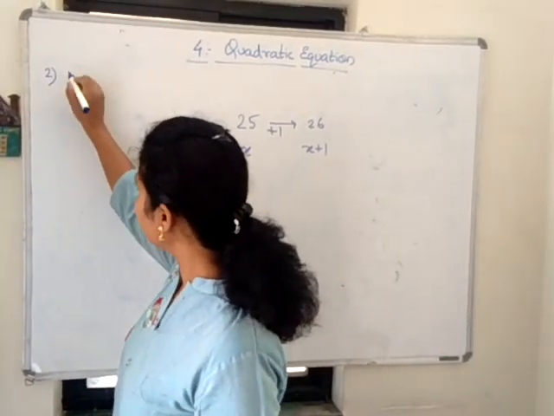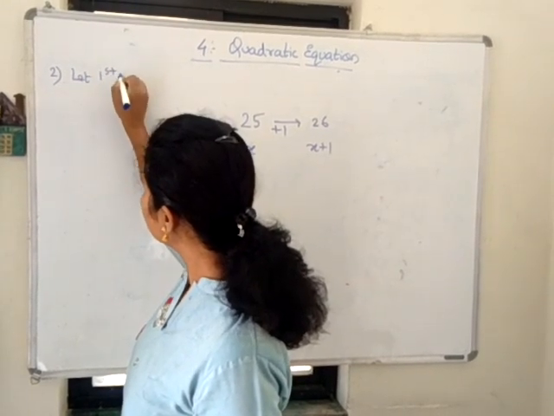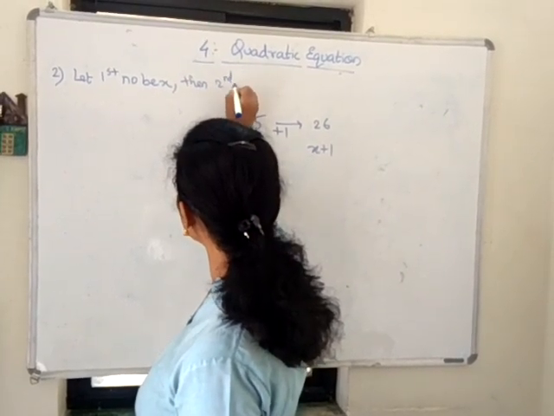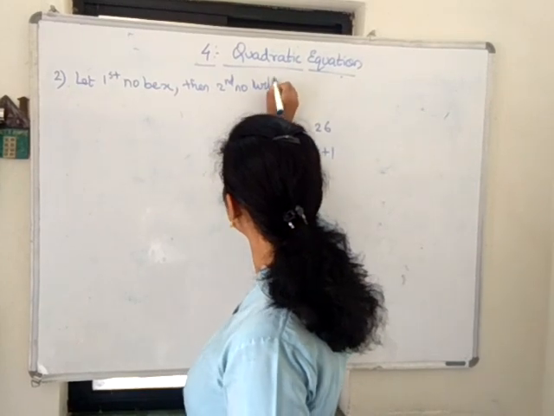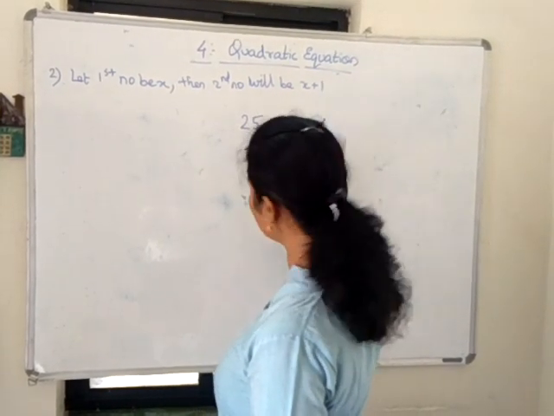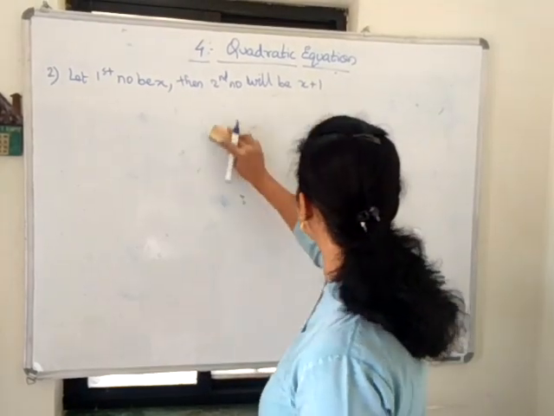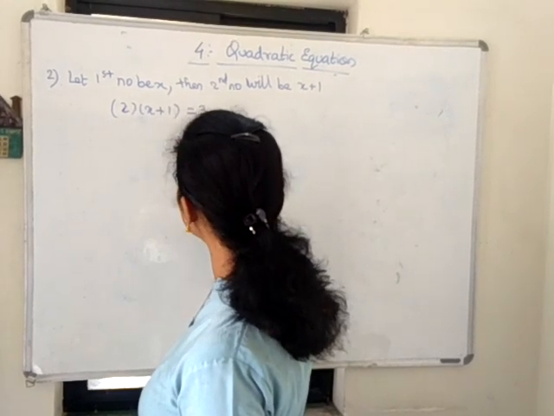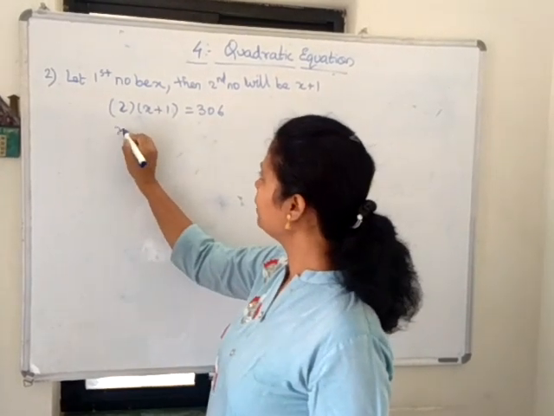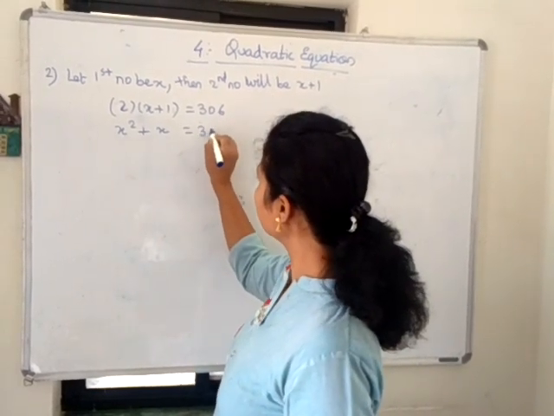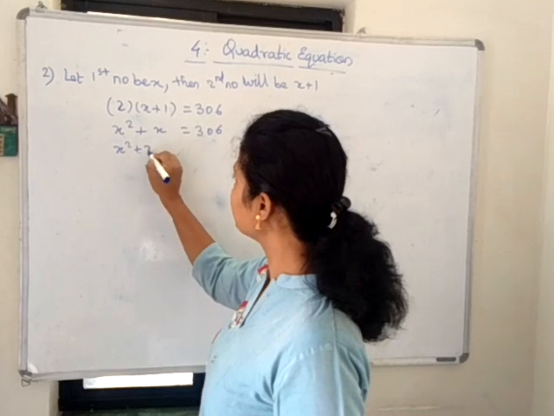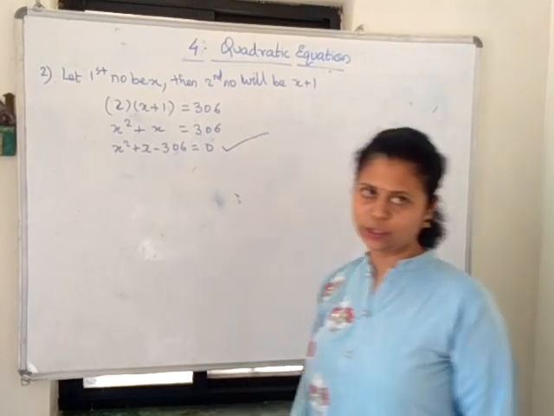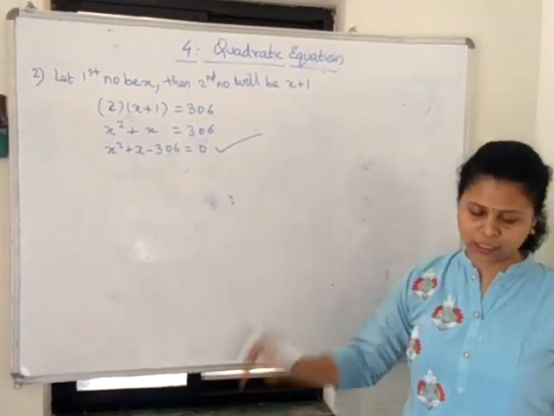So let us write down the statement. Let the first number be x. Then the second number will be x plus 1. And what is the product given? 306. Means x into (x + 1) is 306. Let us multiply. x² + x = 306. x² + x − 306 = 0. This is our equation. We are just supposed to frame the equations.